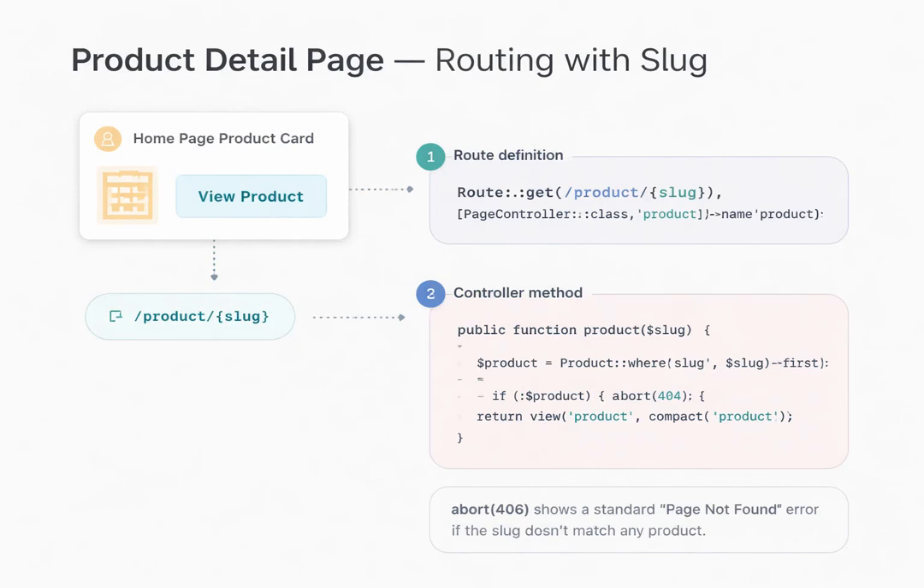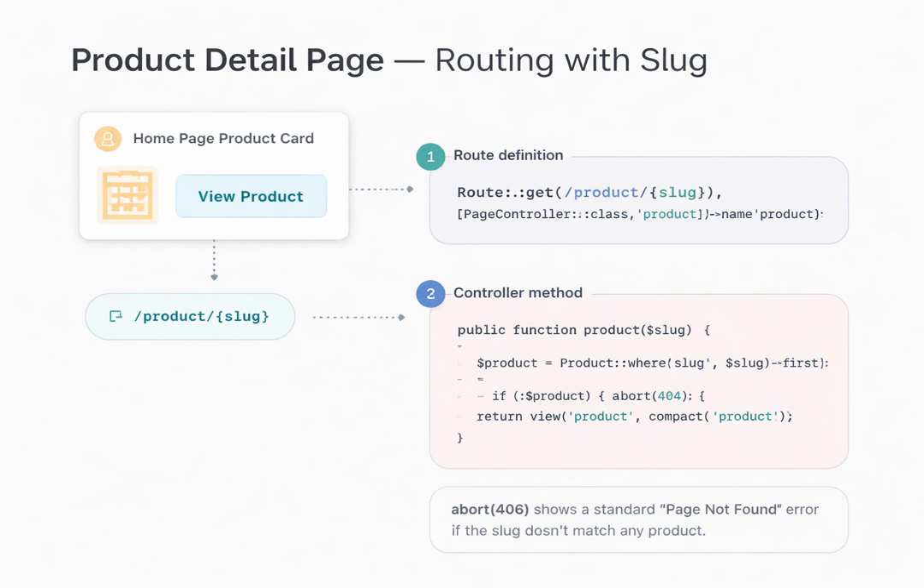To build the product detail page, a route is defined that accepts a slug parameter, so the URL looks like /product/Nike running shoes. This route points to a product method in the page controller. Inside that method, the slug from the URL is used to find the matching product in the database using a where clause. If no product is found with that slug, the abort 404 function is called, which displays a standard page not found error. If the product does exist, its data is passed to the product detail view.